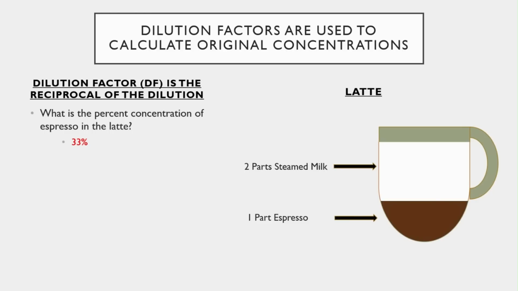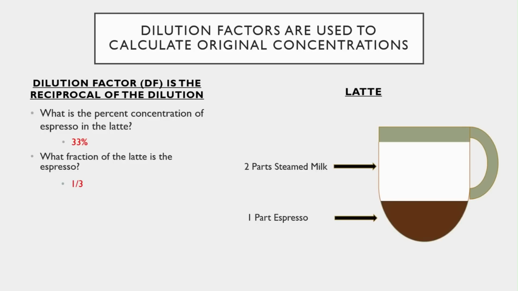There's 1 part espresso and there are 2 parts steamed milk. So it's not 50%. It's not 1 and 2. It's 1 out of 3, right? That's 33%. You have to figure out the total volume here. And the total volume is 3 parts. So it's 1 part out of 3 parts total. All right. So what is the fraction of this dilution? Well, I just said it's 1/3.